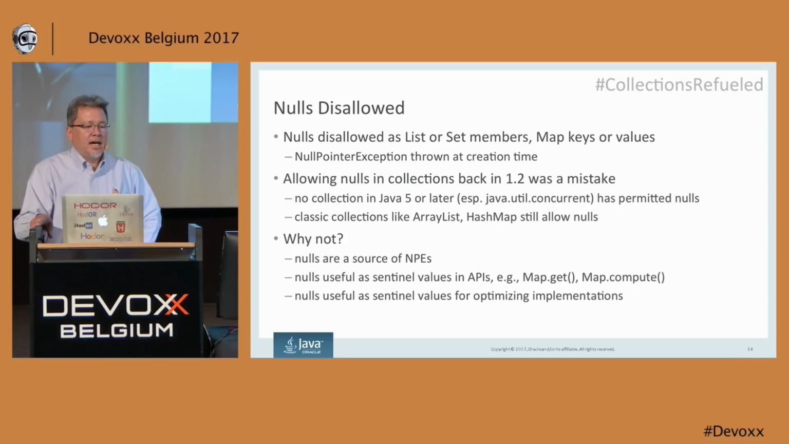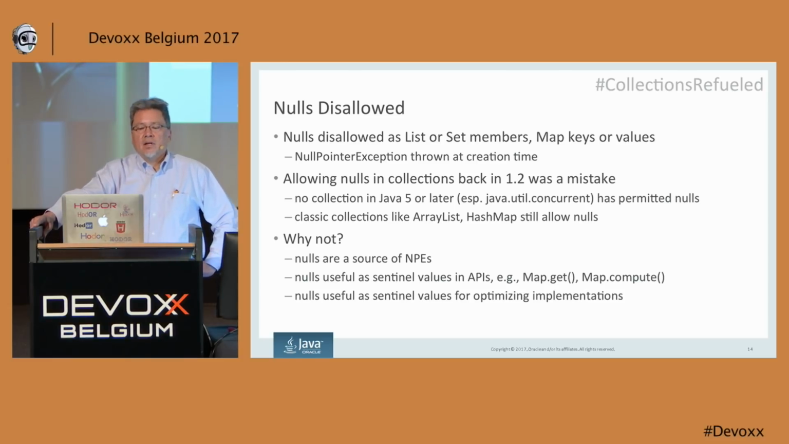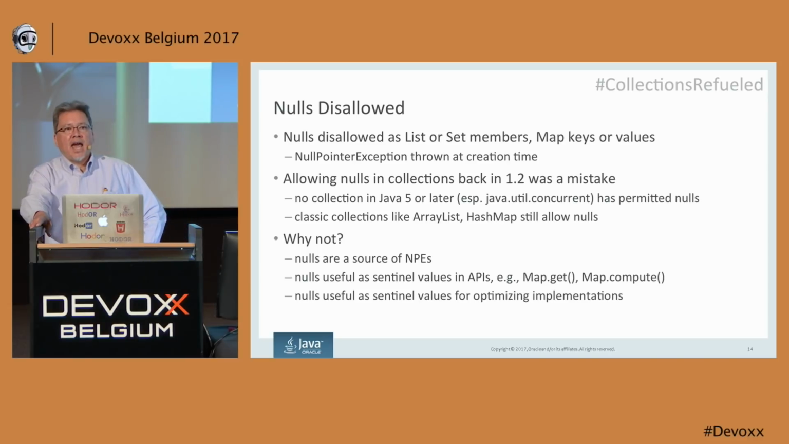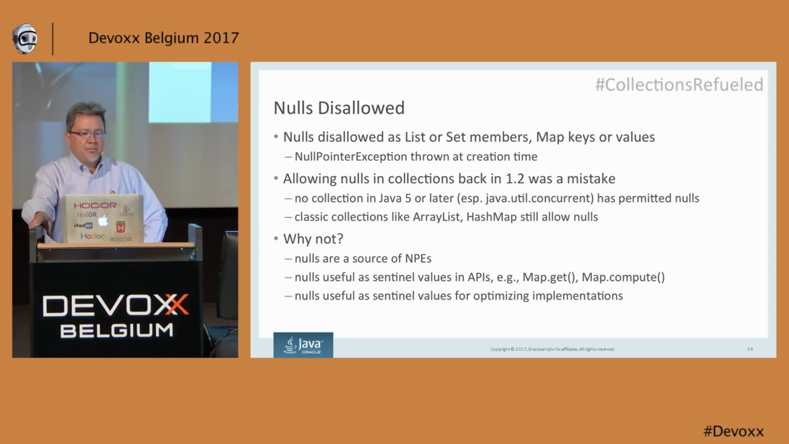Okay, moving on. All of these collections disallow nulls. So you can't have nulls in a list or set, and you can't have null keys or values in the map. There's no way for us to check this at compile time, but the best we can do is when you try to create one of these lists, if you happen to pass a null in, it'll throw a null pointer exception.